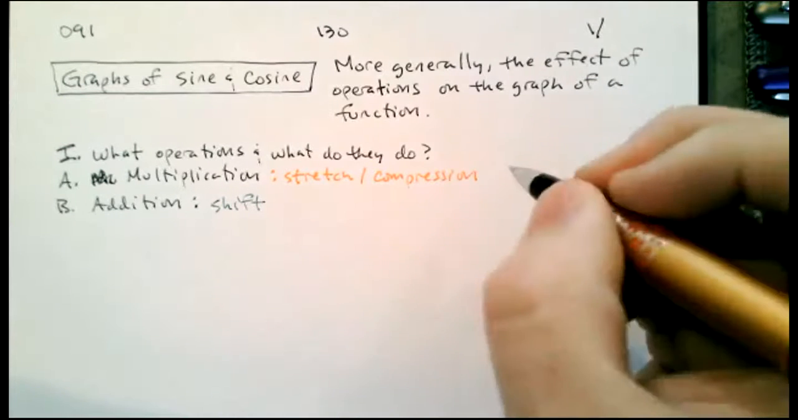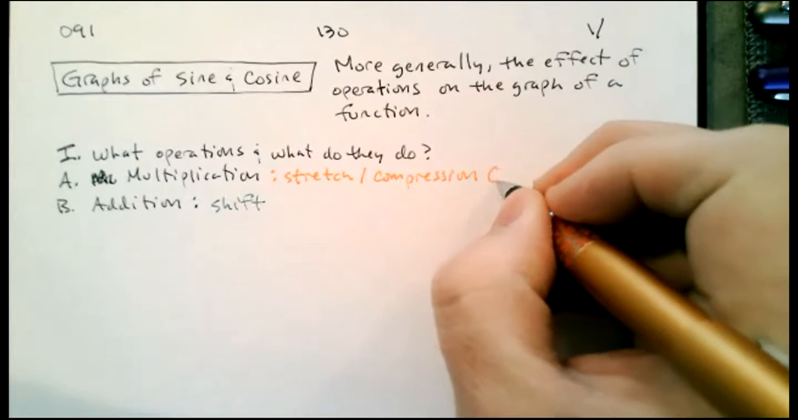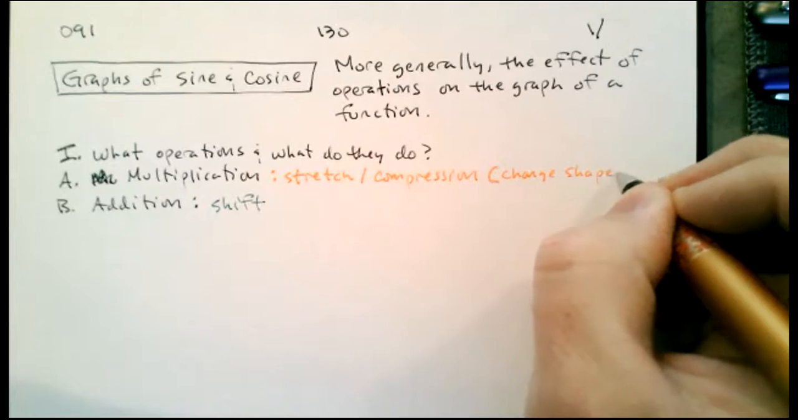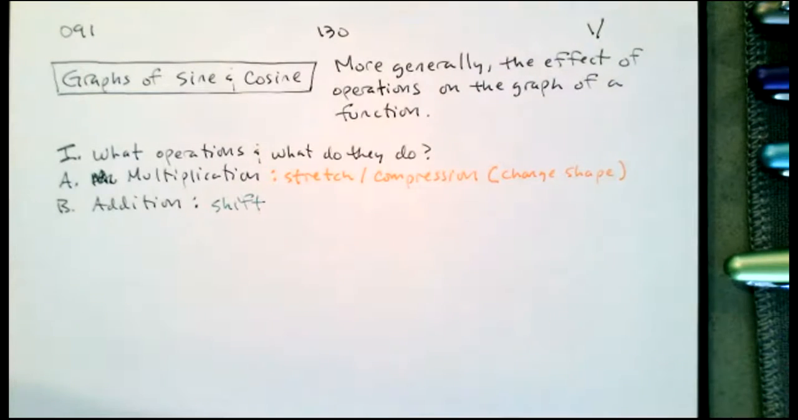So a stretch or compression is going to change the shape. It's like if you have a picture and you grab the lower left corner and pull off to the side, that's going to change what the picture looks like because it's going to stretch, or you can push it in and compress what the picture looks like.